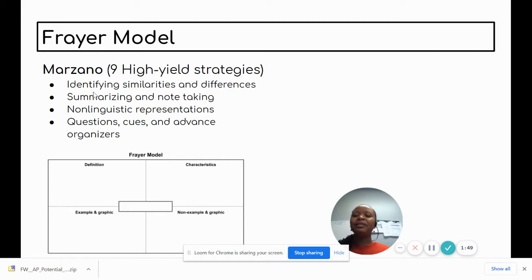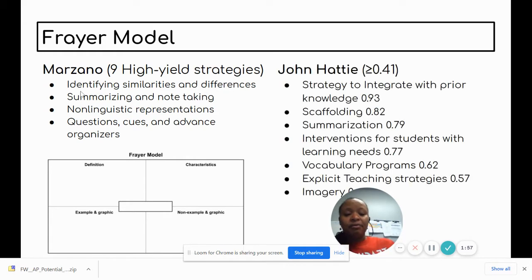In addition to satisfying four of the nine high-yield strategies identified by Marzano, it also satisfies some of the high-yield strategies that John Hattie identified years ago. Hattie compiled a whole bunch of research targeting different strategies used in education, and he ranked them based on their effectiveness. Anything that generated a 0.41 rating or higher was considered highly effective.